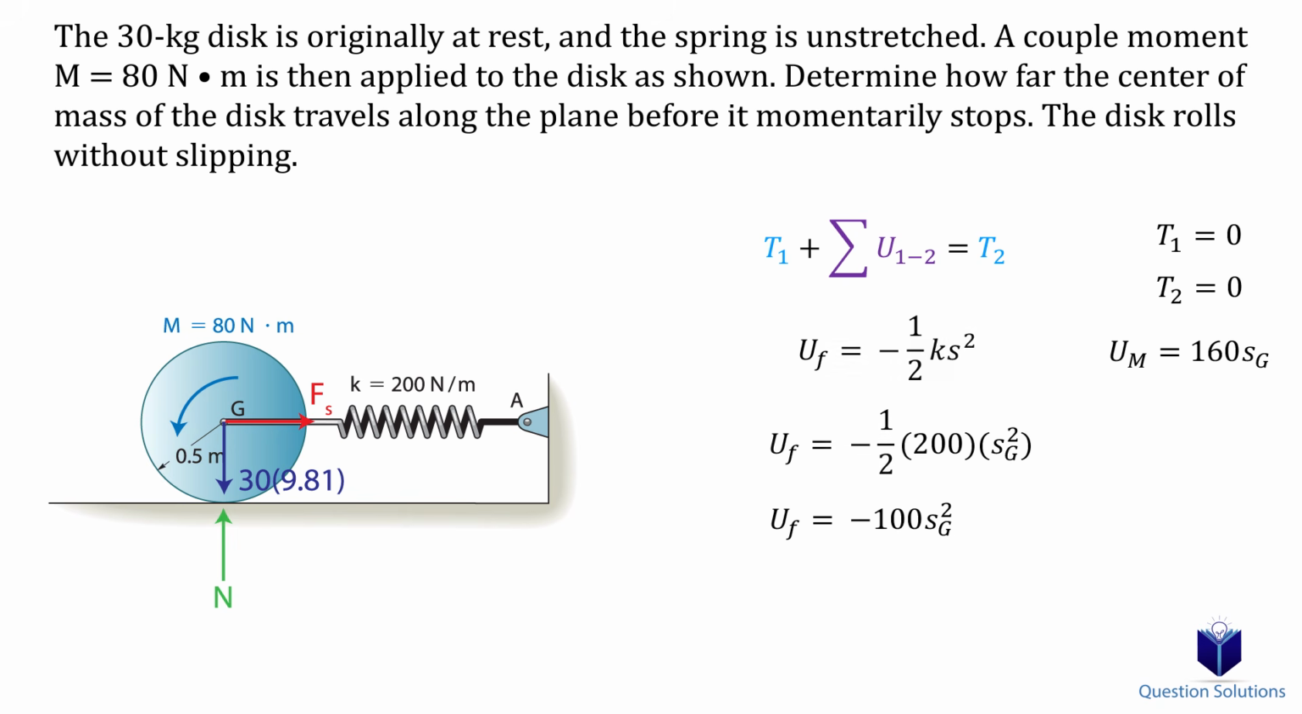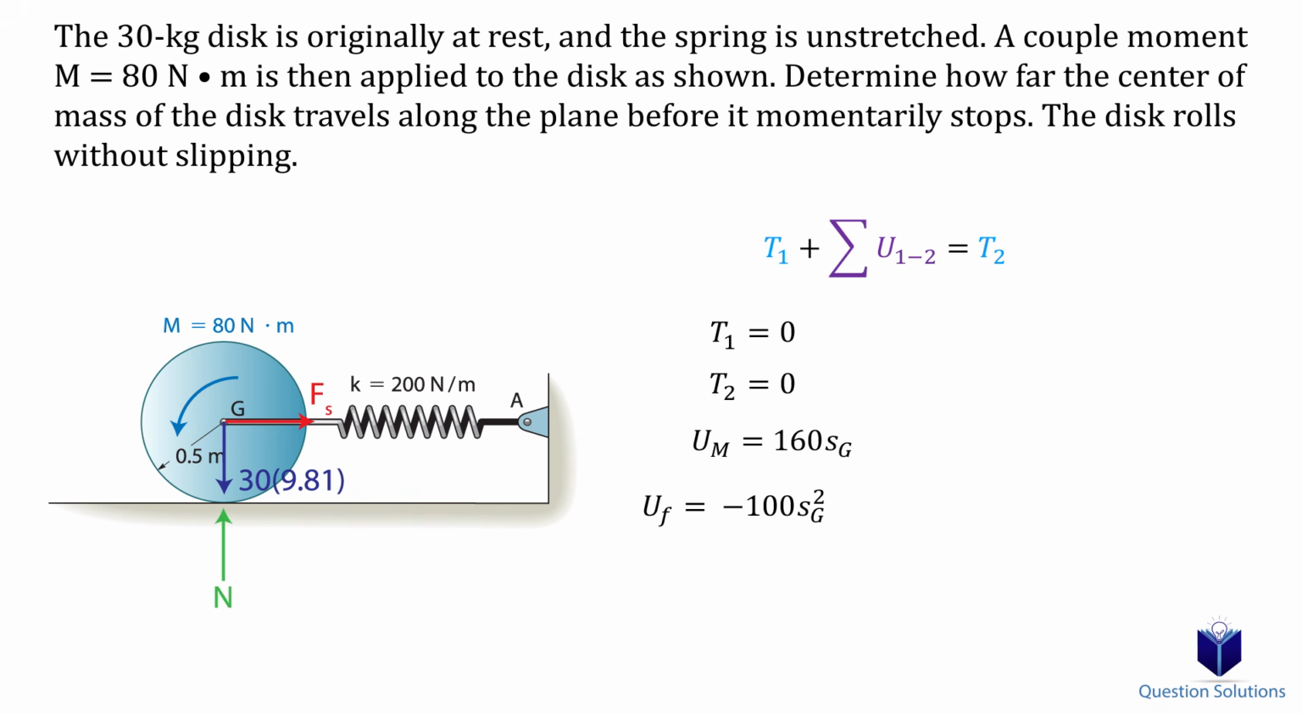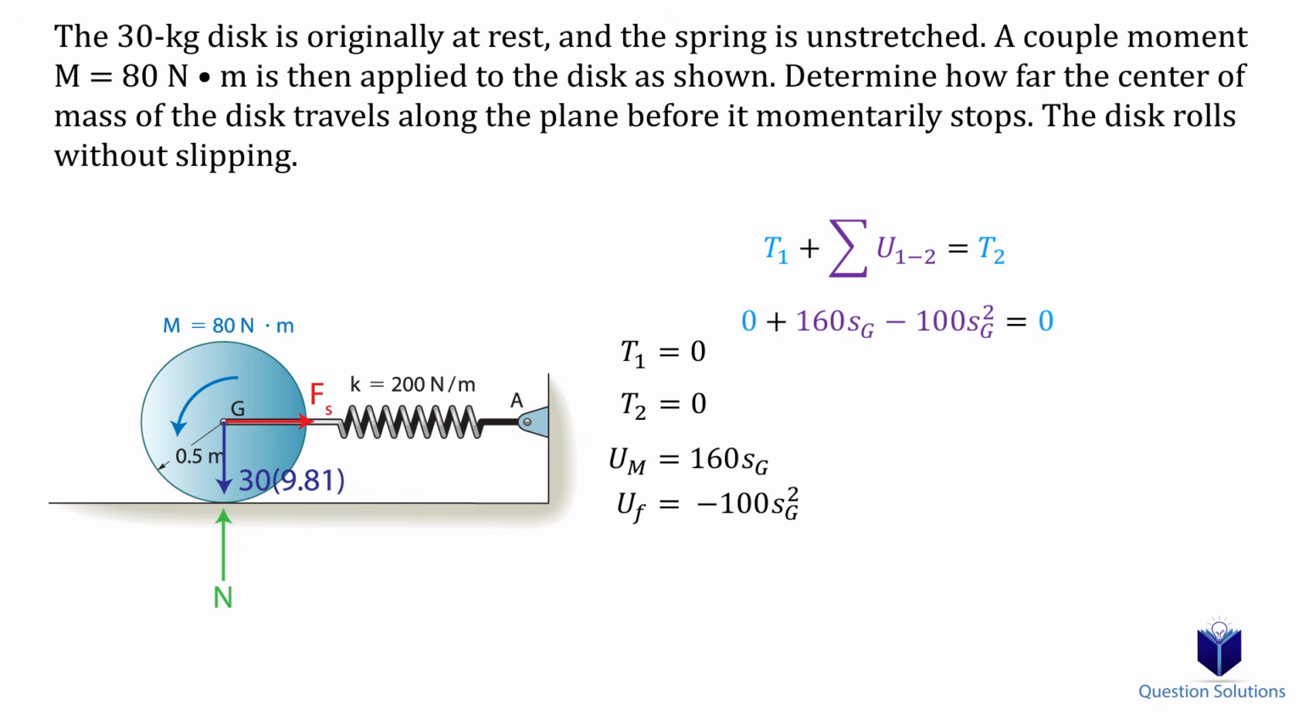All that's left for us to do is plug in all of these values into our work and energy equation. Solving this equation will give us two values, 0 and 1.6 meters. It's definitely not 0 meters, so the answer is 1.6 meters.